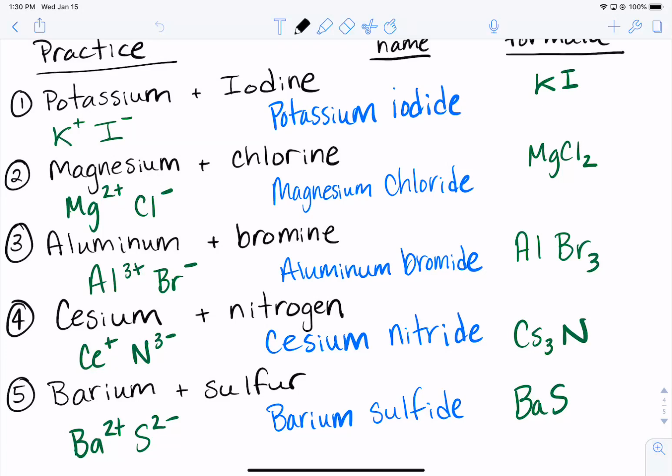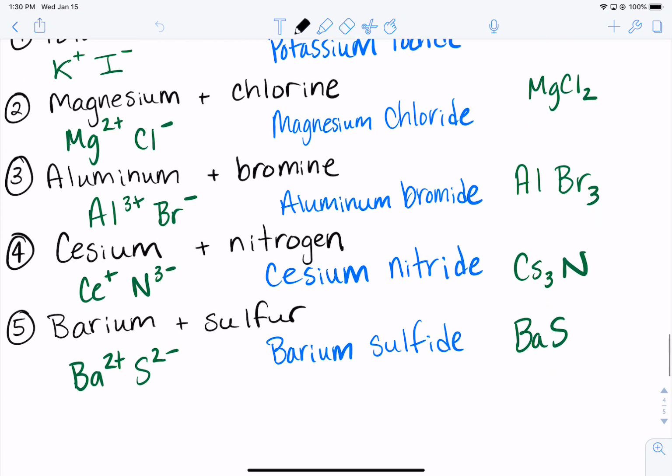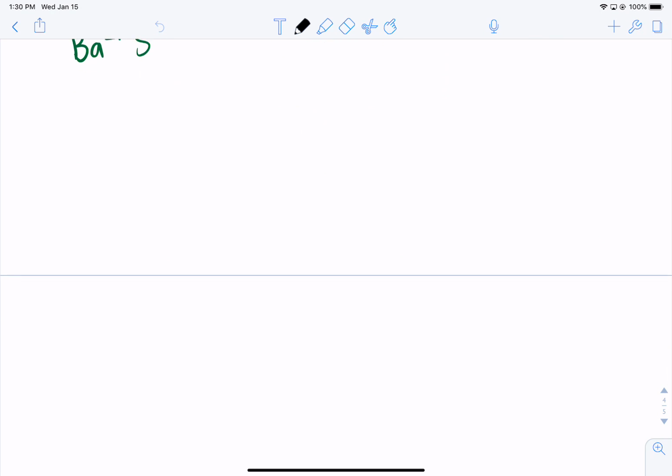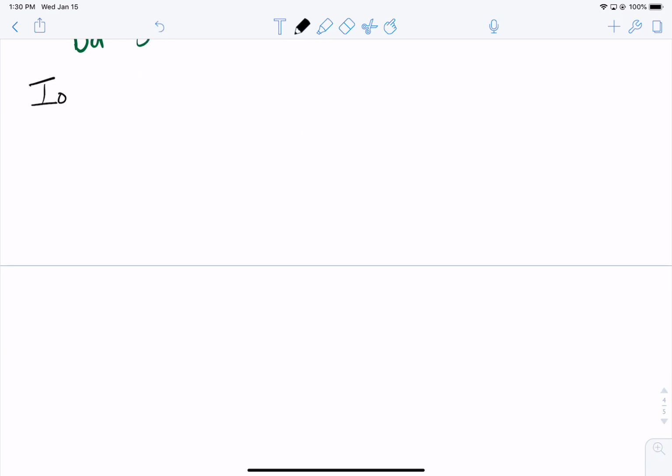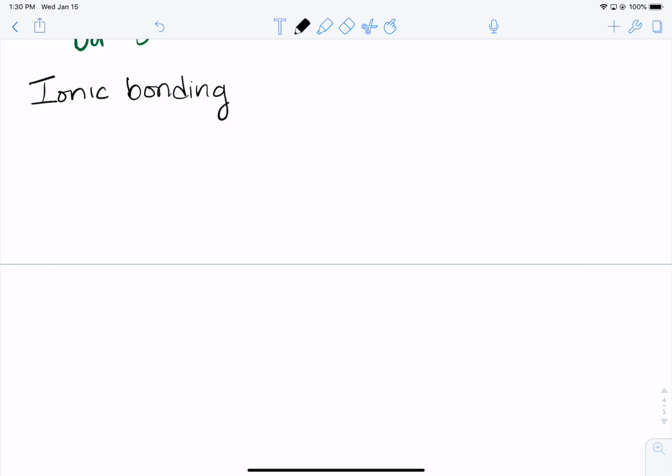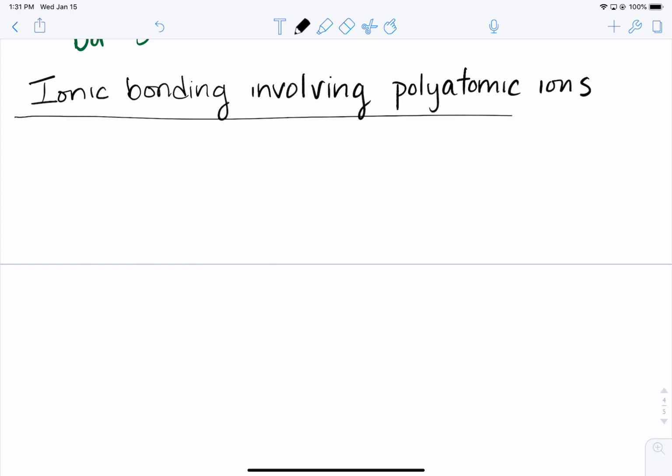All right, so the other day we left off doing our practice, and today I'm going to show you another level of ionic bonding. This is called ionic bonding involving polyatomic ions.